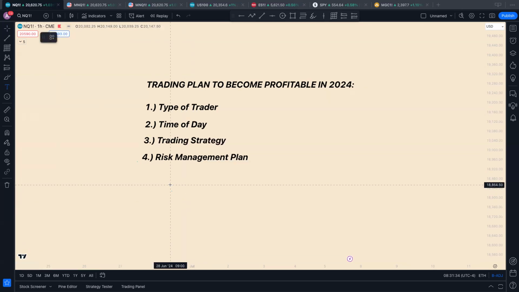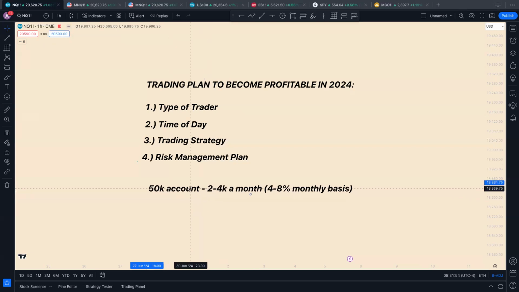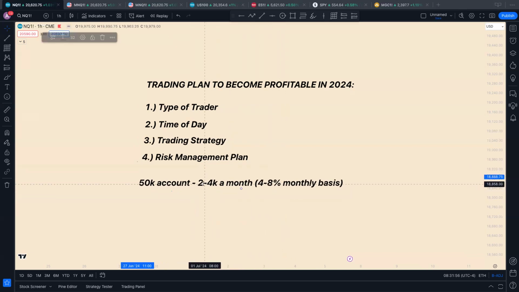So for me, for example, ideally, if I have a 50K account, right, I want to make between 2 to 4K a month on that. Okay, so that's around 4 to 8% on a monthly basis. Some months you might hit 3%, some months you might hit 7%. But on average, I want around 2 to 4K a month on that. So I need to make around, let's say, 1% a week.